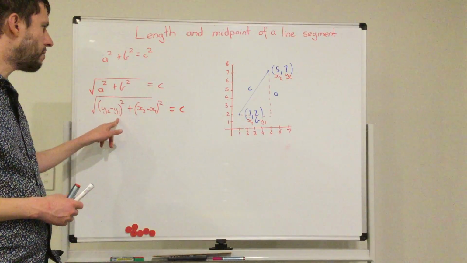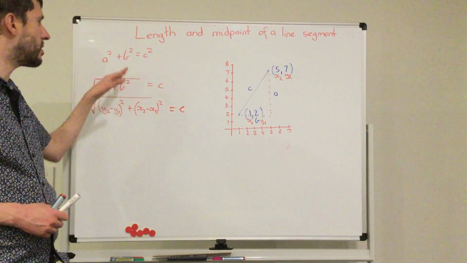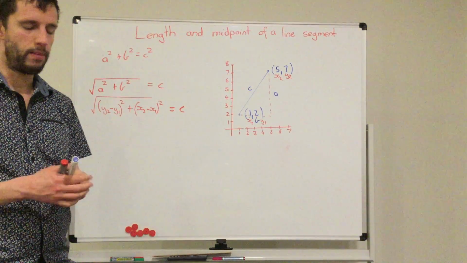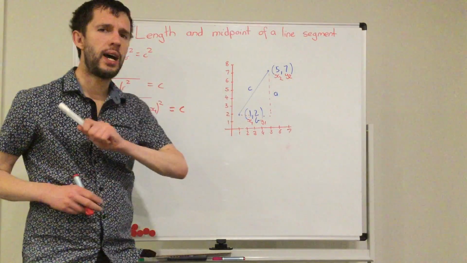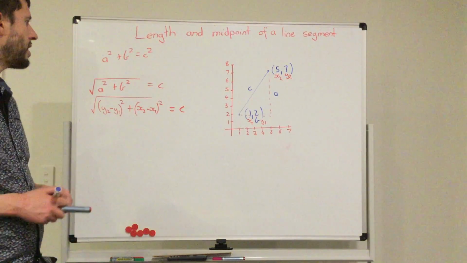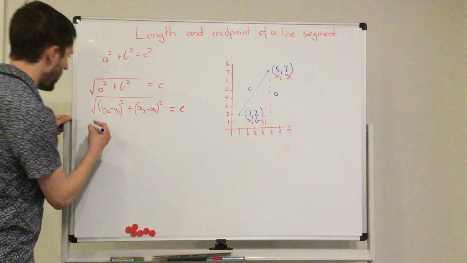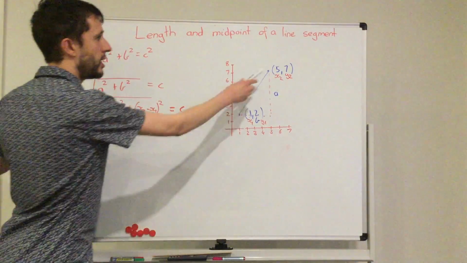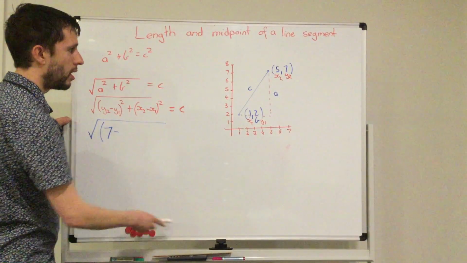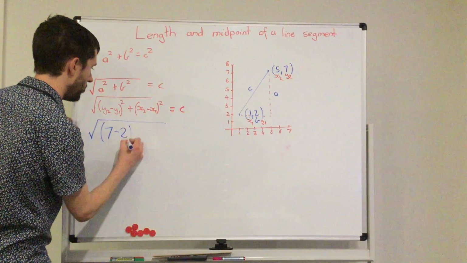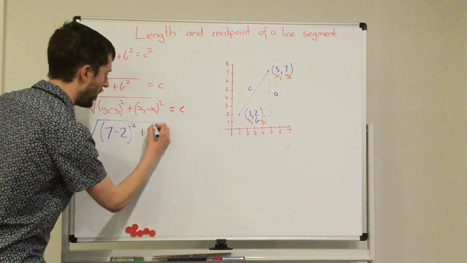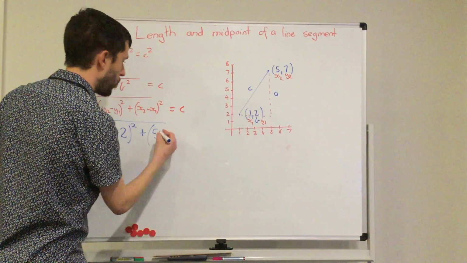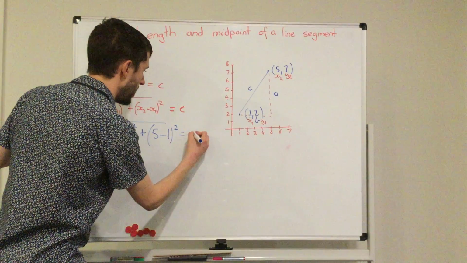You don't need to memorize this equation, you just need to understand the relationship of a triangle, which is a squared plus b squared equals c squared. So the next thing I need to do is fill this equation in. So I know y2 is 7, y1 is 2 squared plus x2 is 5, x1 is 1 squared equals C.